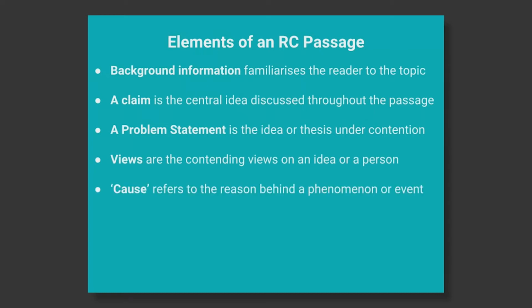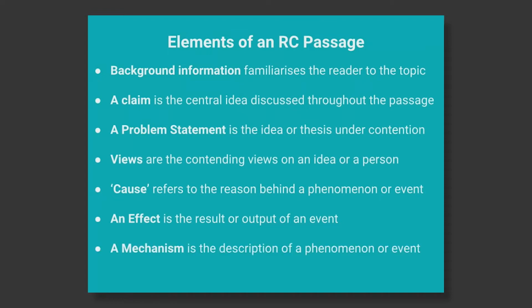In addition, you also have something called a cause. A cause is anything that's a reason behind any phenomenon or an event. So if we're talking about some kind of like gamma rays or something, a cause may be the thing that causes, the thing that is the reason behind that particular phenomenon. You also have an effect, of course, something that is the result or the output of an event. So of course, don't assume that just because there's a cause in a passage, you may have an effect. These may appear in different ways. We'll see examples to show you what I mean.